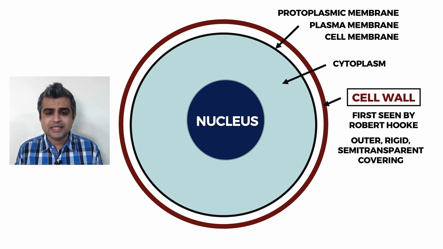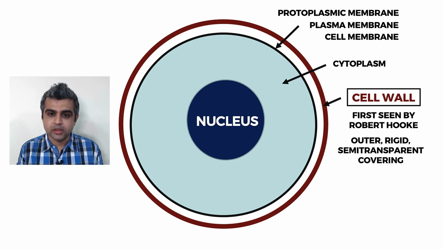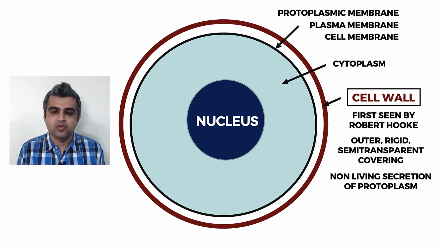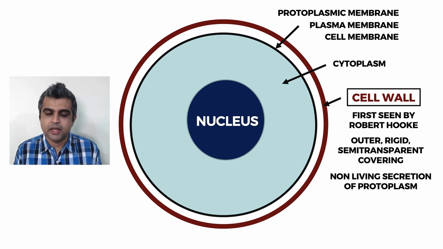So of course cell wall is going to be non-living, and if it is non-living, the material which makes up the cell wall has to be made by something which is living. So who is going to secrete all the material of the cell wall? Yes, that is going to be the protoplasm, or the cytoplasm of the cell surrounding which we have this cell wall. So the non-living secretion of the protoplasm or cytoplasm is called the cell wall.